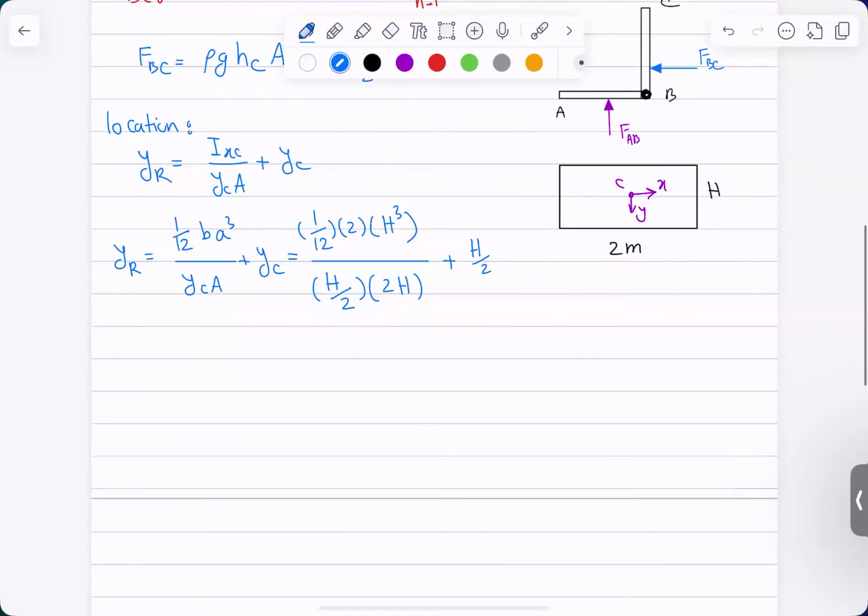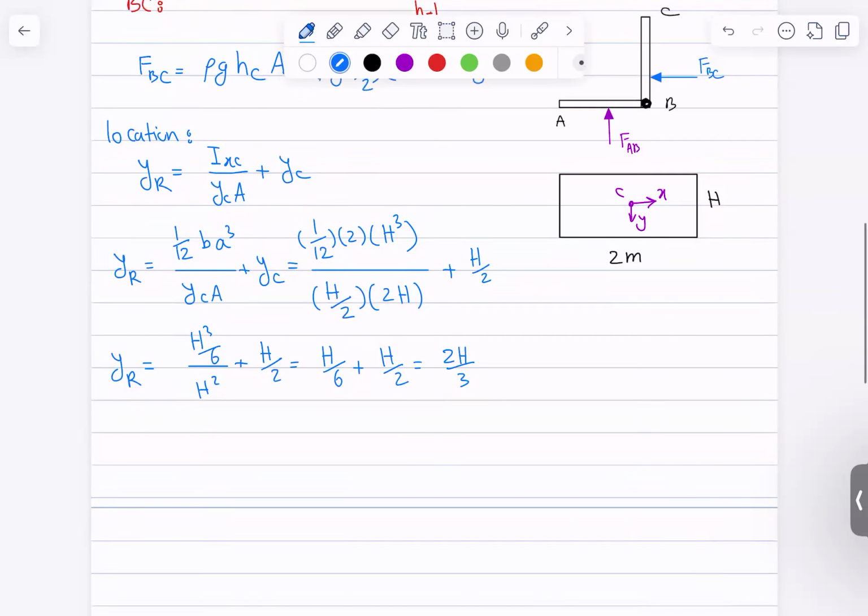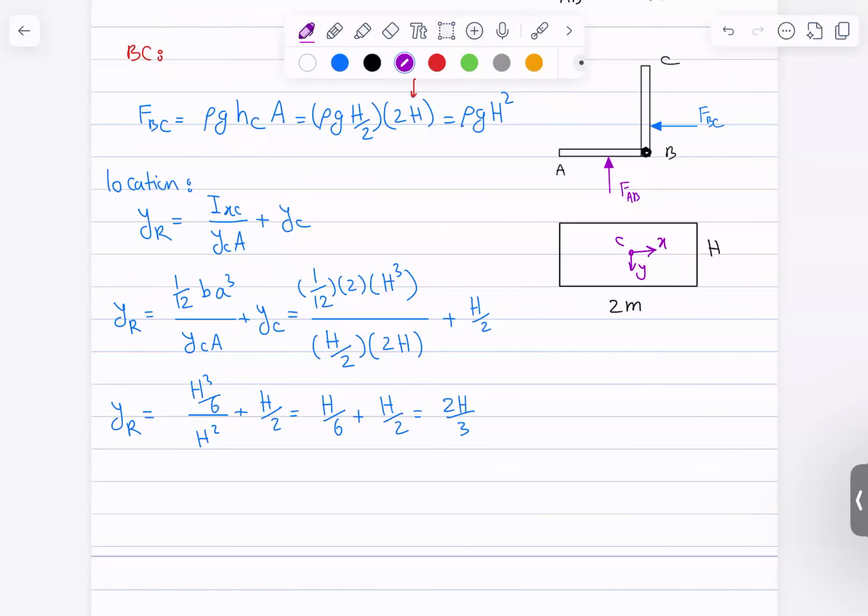Okay. So if I simplify this a little bit, we're going to get H cubed over 6, divided by H squared plus H/2, which is H/6 plus H/2, and that's 4H/6 or 2H/3. Okay, so basically from here, wherever the top of the surface is, to here, this is 2H/3.